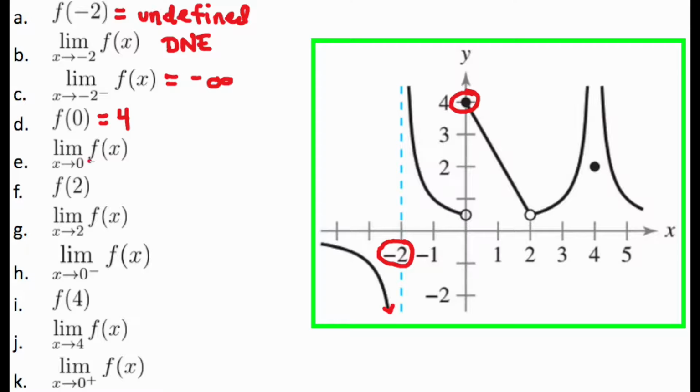Okay, the next one, what is the limit of f of x as x gets closer to 0? So we're going to approach from the right, it's 4. If we're approaching from the left, it's about 1/2. Since they don't match on both sides, the limit does not exist.